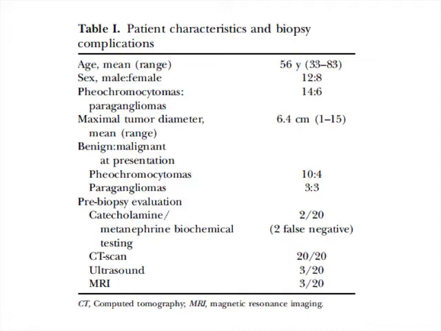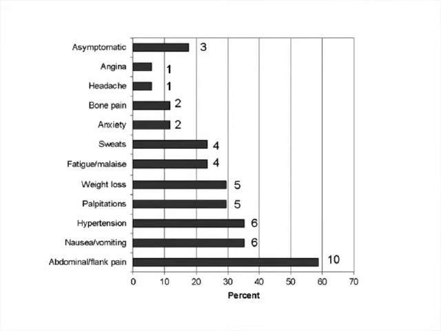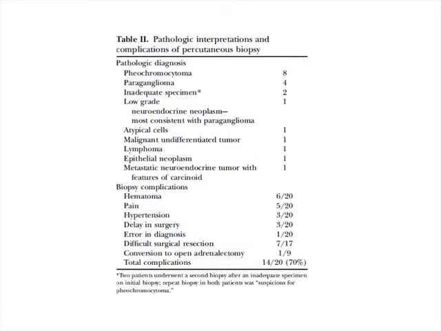All 20 of them had CT, 3 had ultrasounds, 3 had MRIs. In terms of symptoms, the largest presenting complaint was abdominal or flank pain. There was some nausea, hypertension, palpitations, some weight loss, fatigue. Anxiety was just 2, and 3 were asymptomatic. So there were symptoms. They're nonspecific, but in terms of asking people for symptoms that might suggest pheochromocytoma, that was their finding in this series with this selection. The pathologic diagnosis was pheo in 8, paraganglioma in 4, inadequate in 2, low-grade neoplasm in 1, and a number of other atypical cells and lymphomas and things like that.